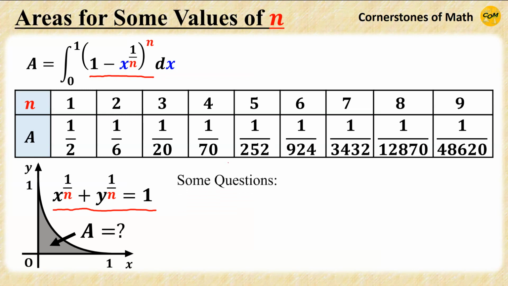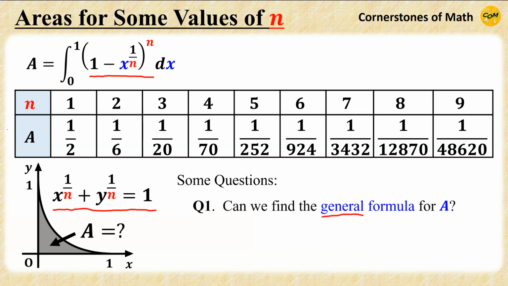Now at this point, perhaps the most natural questions that come to mind are these. First, can we obtain the general formula for the area? And second, notice that in our obtained values of areas, the numerators are always 1. So it is natural to ask, is the numerator always 1?